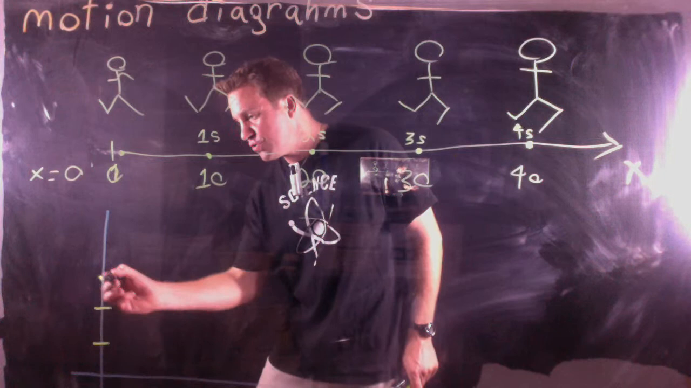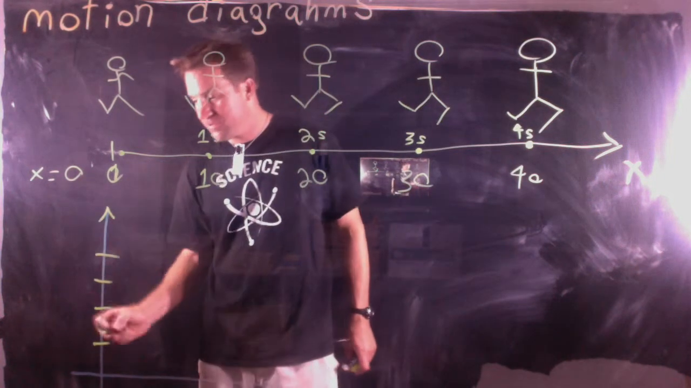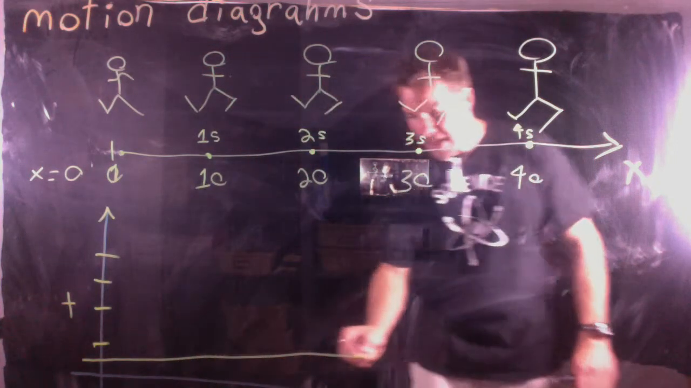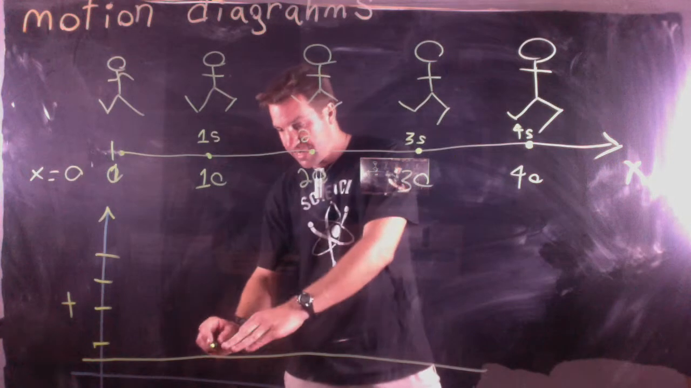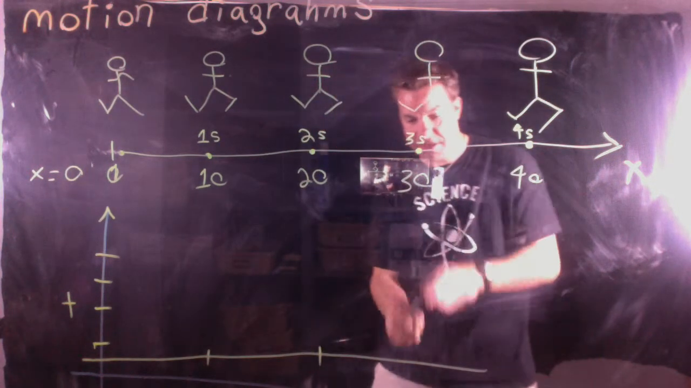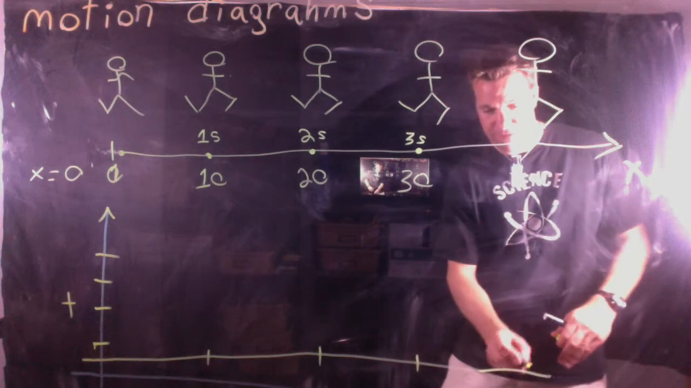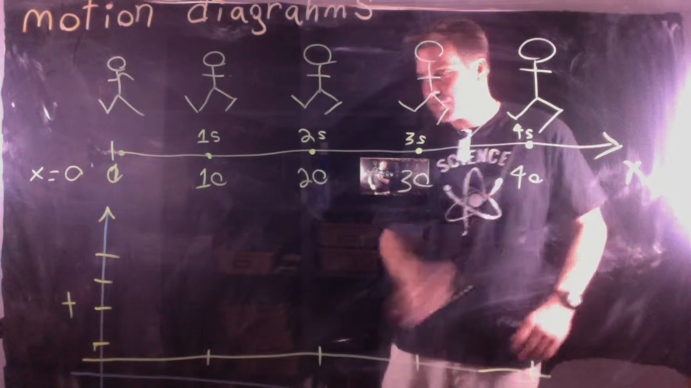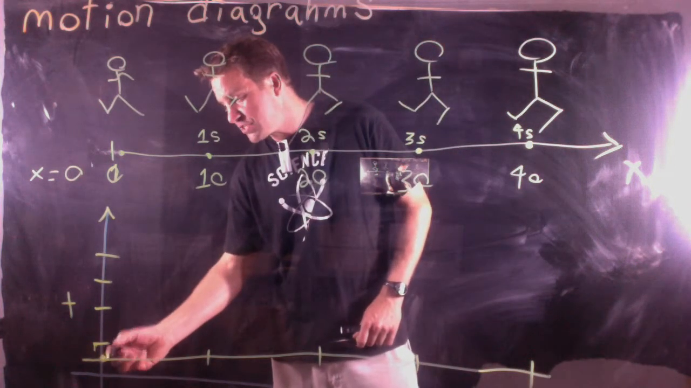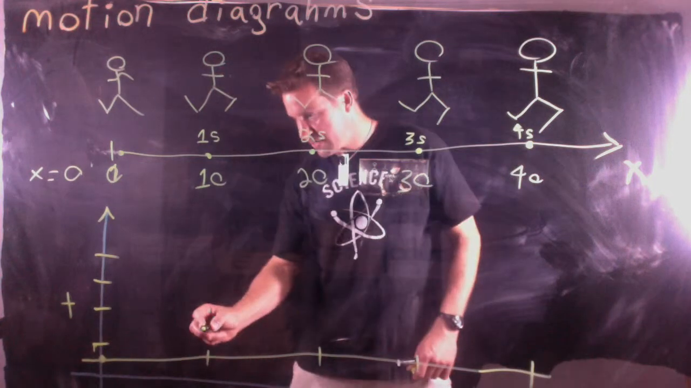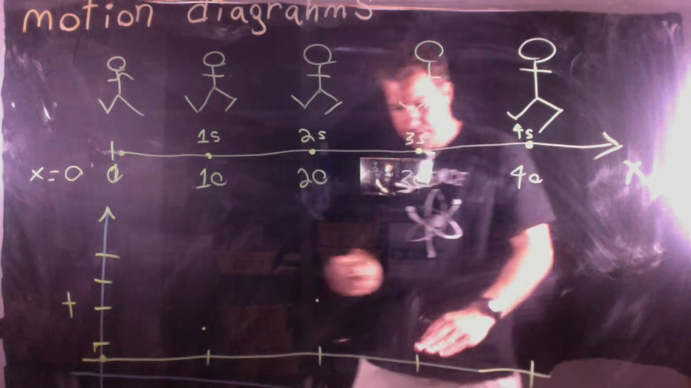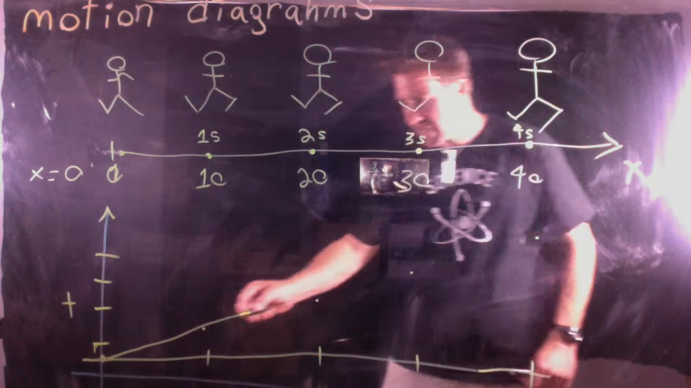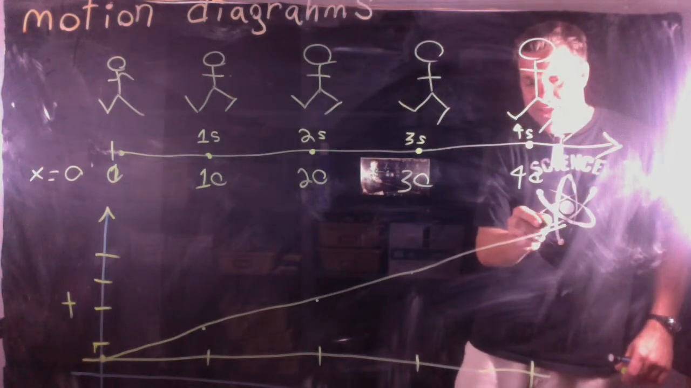So it goes 1, 2, 3, 4, because t is the y. All right, and then we have the x measurements. So x is going to equal 10, and then 20, and then 30, and then 40. And then, of course, we're going to get a straight line that connects all of these. So in this example, this is the position versus time graph, okay? x versus t.